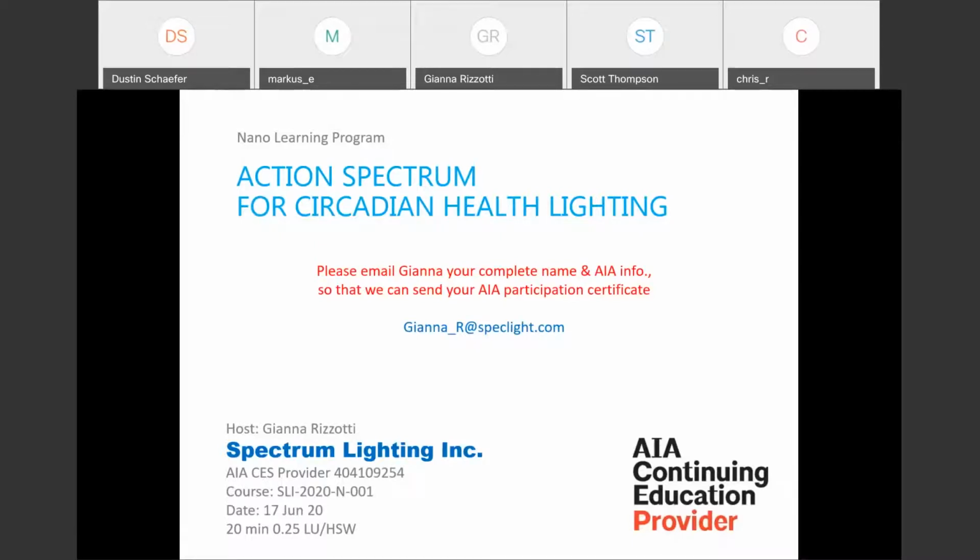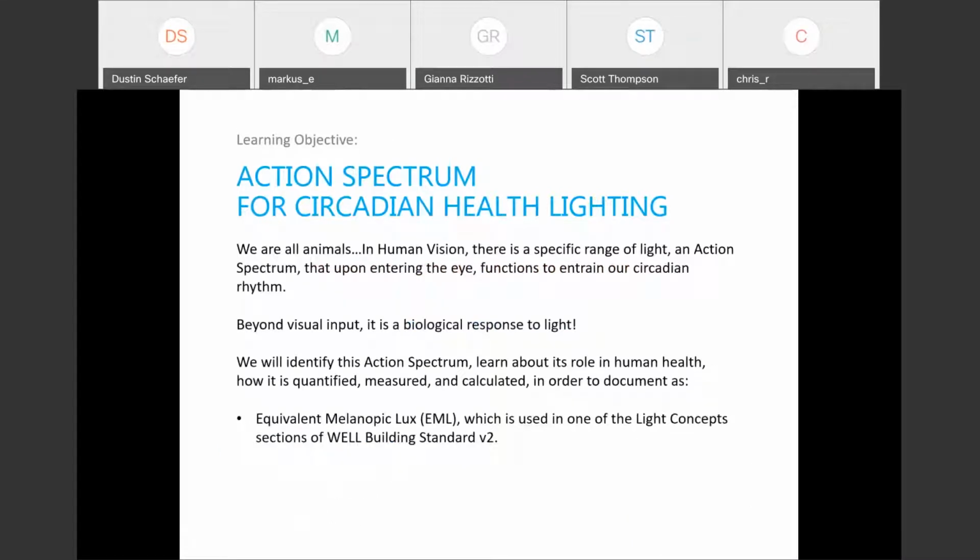So let's begin. The learning objective for today: we are all animals, and in human vision, there's a specific range of light, an action spectrum, that upon entering the eye functions to entrain our circadian rhythm. Beyond visual input, it's a biological response to light.